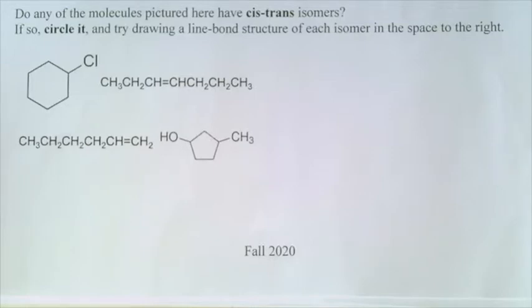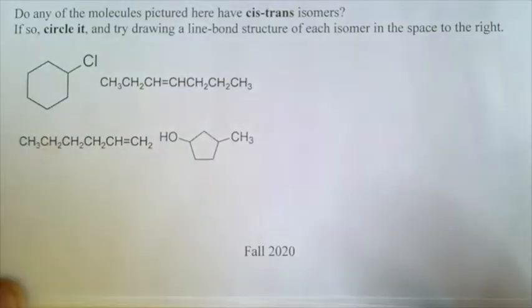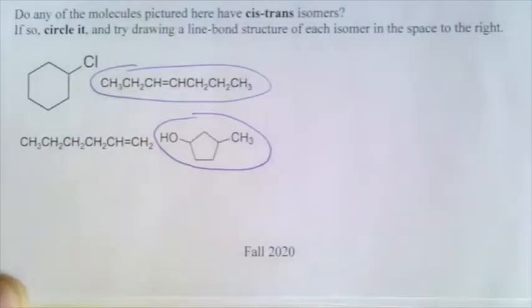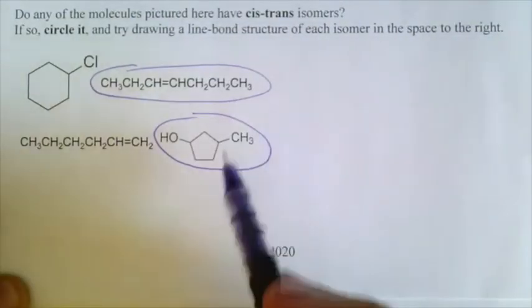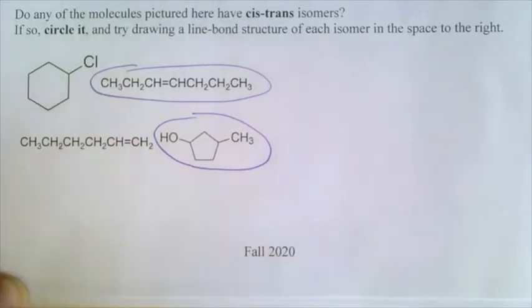All right, what I hope you've come up with after giving this a good think is that this one and this one, sorry about banging the camera there, would be able to have cis-trans isomerism, whereas this and this aren't going to be able to.